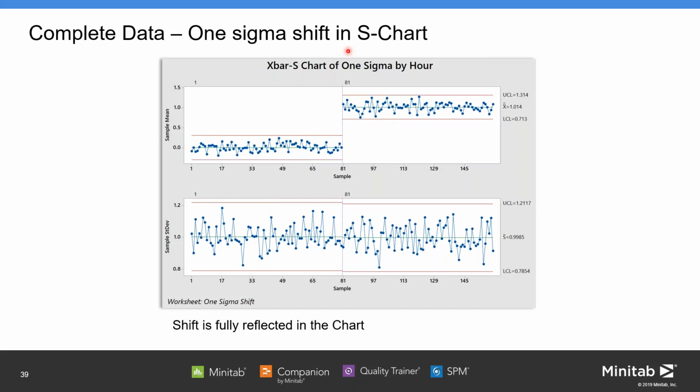So what happens if instead of using the full data set, I use a sample? So this is showing the results based on the 100 data points per hour. You can see the shift is fully reflected.